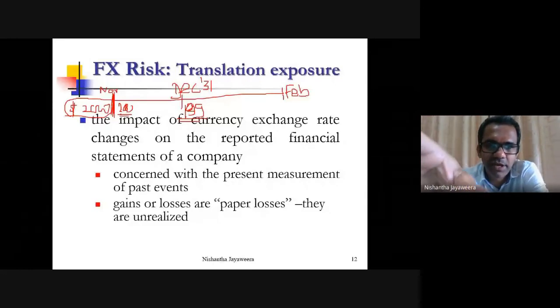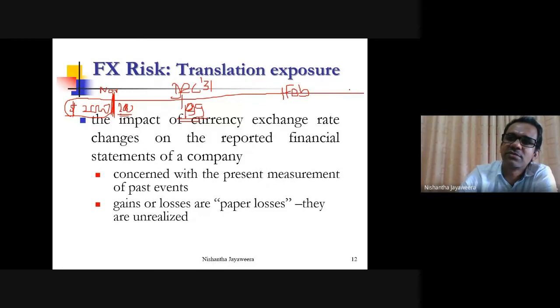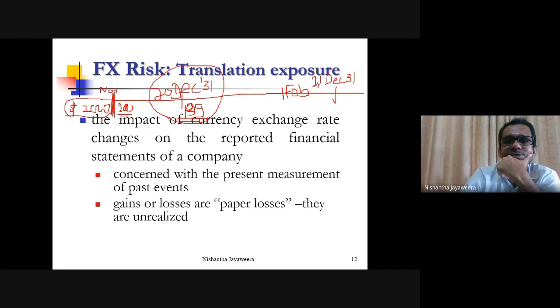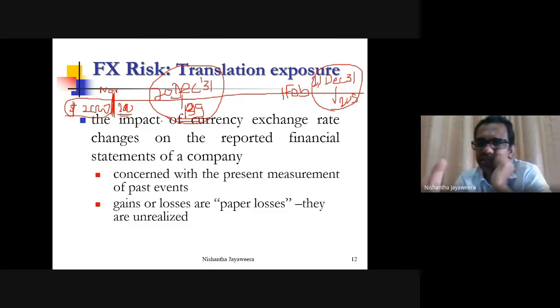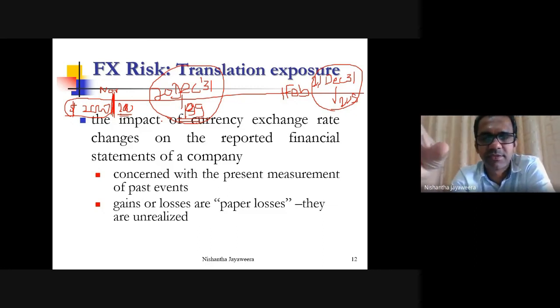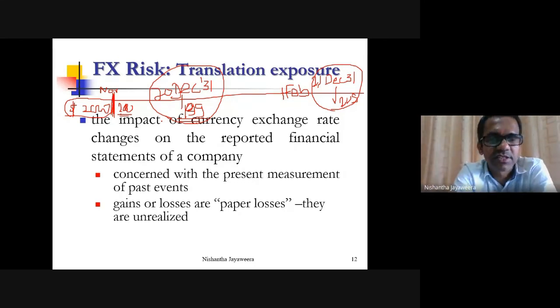This example would be ideal if I extend this for another year. Assume this is a long-term balance sheet item. So this is 2020, this is 2021. On this date, you convert it at 199, but still this is in your books. When do you convert the same amount as at 31st December 2021? It would be at another exchange rate, maybe 205 or something like that. That depends. However, due to these exchange rate changes, your balance sheet items which have a foreign currency component will change in rupee terms. That is what we call translation exposure.